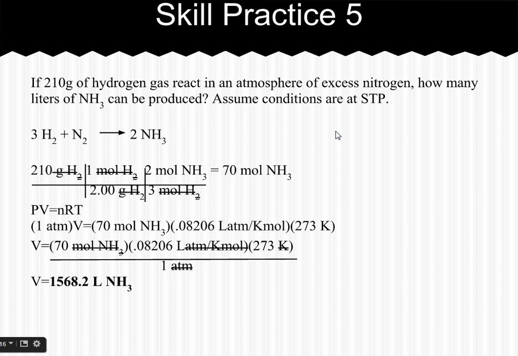Skill practice 5. If 210 grams of hydrogen gas react in an atmosphere of excess nitrogen, how many liters of NH3 can be produced? 3H2 plus N2 goes to 2NH3.